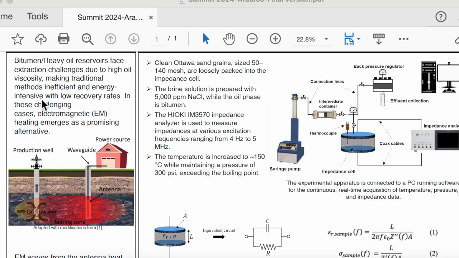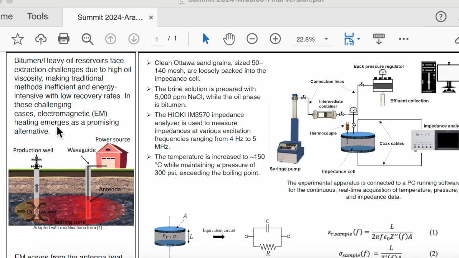Due to its highly intensive extraction processes, the industry is constantly seeking more efficient and environmentally friendly recovery techniques. This is where my research on electromagnetic heating comes in, offering an alternative to improve oil recovery rates.